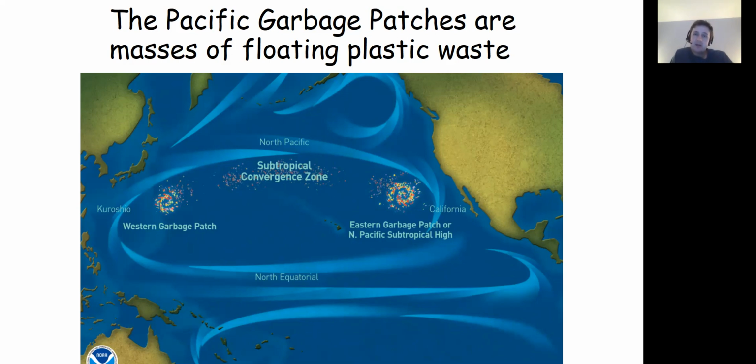They're called the Pacific Garbage Patches. They're massive floating plastic islands. There's 2 of them at the moment, one in the west near Japan and China, one in the east near America and Mexico. Can you believe that? There's that much plastic in the Pacific that it's almost creating its own little islands.